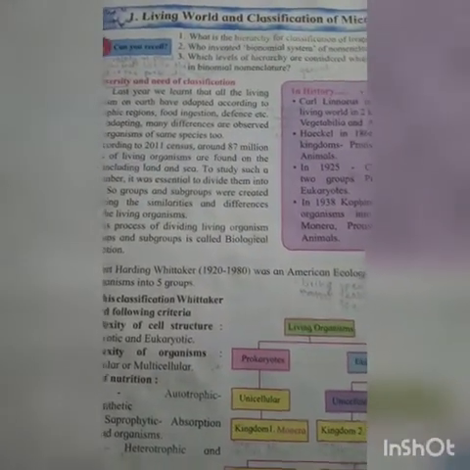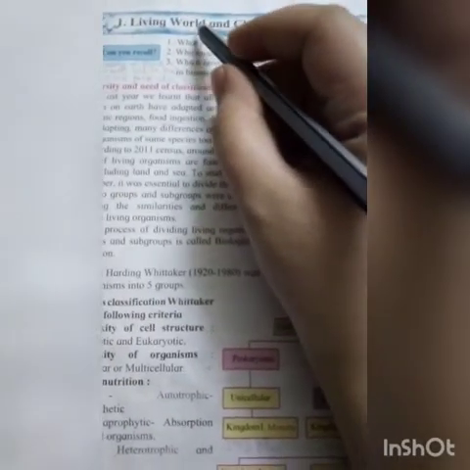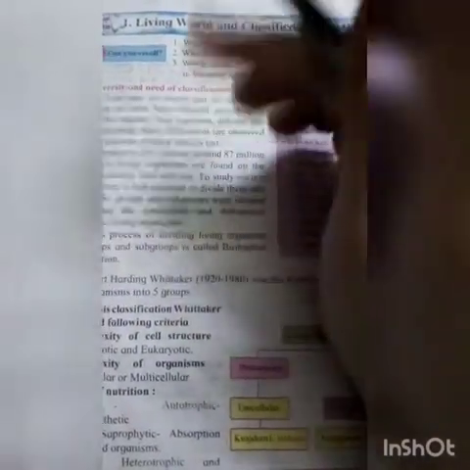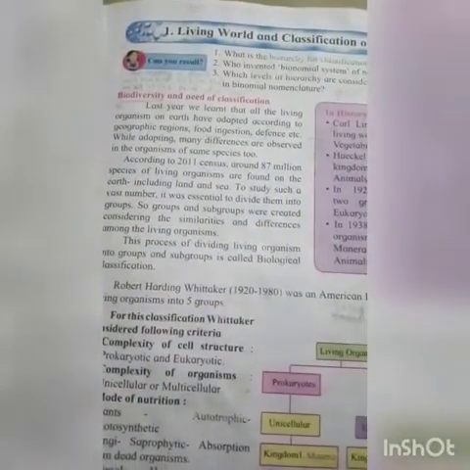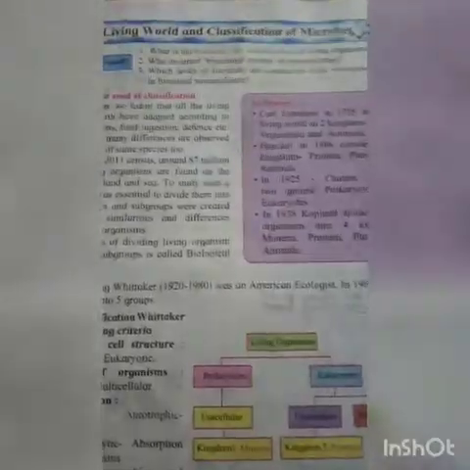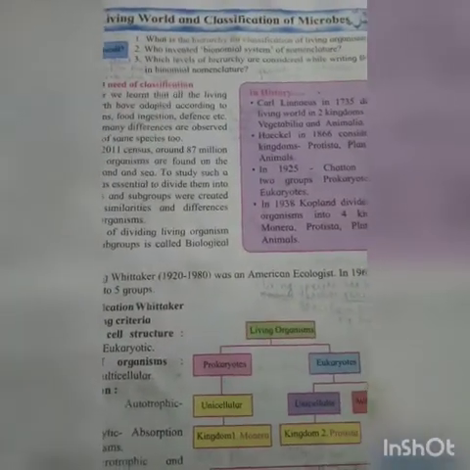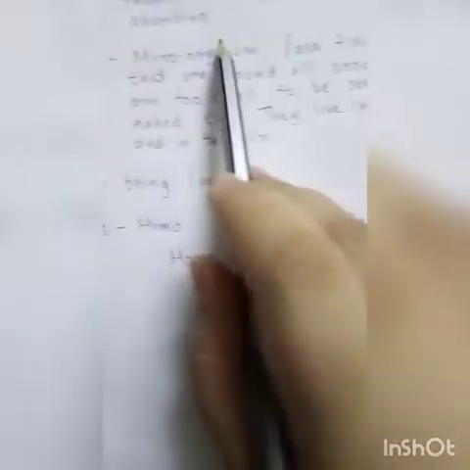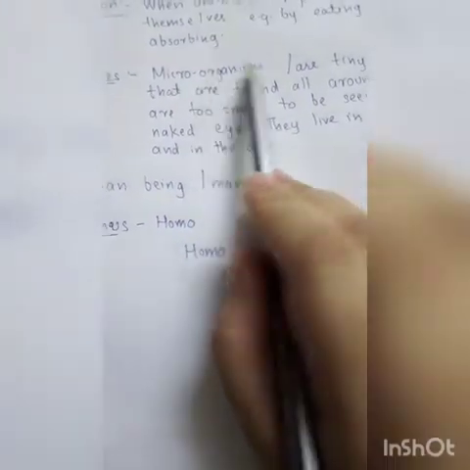The meaning of living world is that the organisms like plants, animals, human beings all live in the environment. Together all these organisms make the living world. Now the next part is classification of microbes. Now what are microbes? Microbes are also called microorganisms.